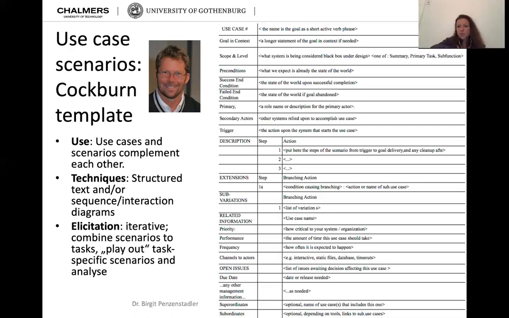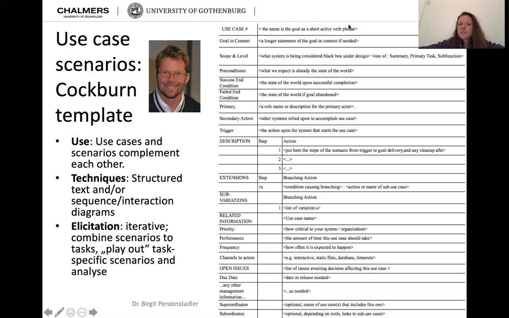We get to the sequence diagrams later in this course, which is why we're not doing them today. We only stick with this textual template. And the elicitation happens iteratively, which means I write down a first draft and then I'm going to have to play it out and see if this actually works. Like I'm going to walk through step by step. But first, let's walk through step by step through this template.